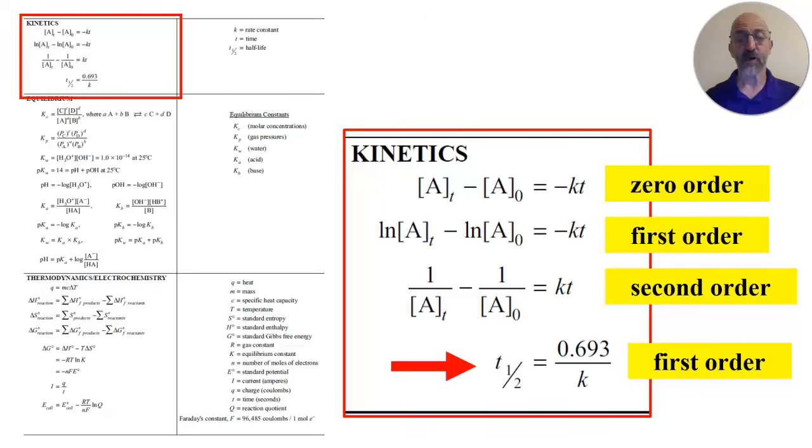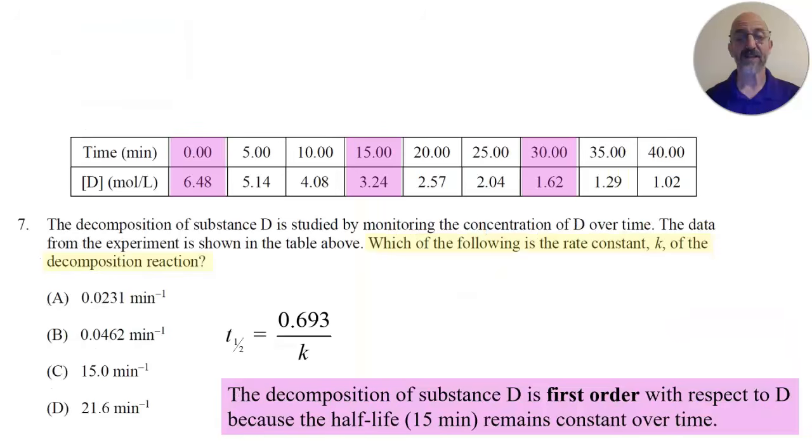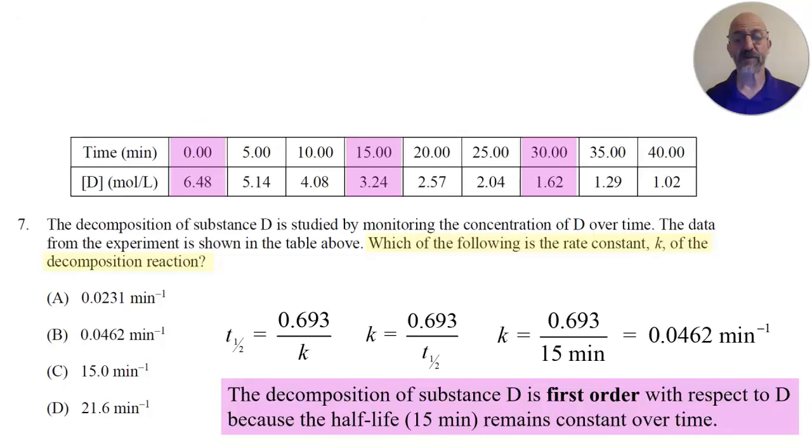So if that particular equation, half-life is equal to 0.693 divided by the rate constant K, can be used when the half-life is constant, and that's first order kinetics, I'm going to go ahead and solve for the rate constant K. Right now I have half-life equals 0.693 divided by the rate constant K. I'm going to rearrange this equation. So the rate constant K is equal to 0.693 divided by the half-life, which we have determined from the information in the data table to be 15 minutes.